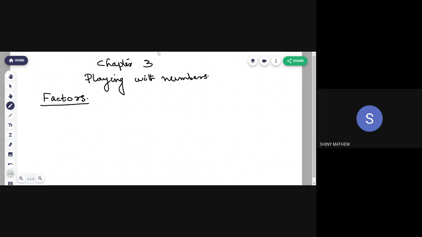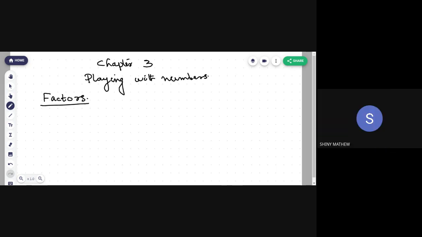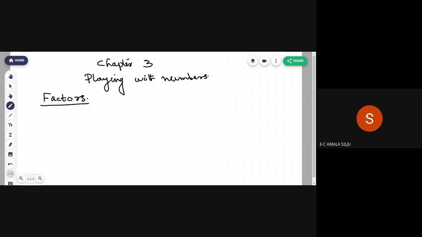Then who can say what a factor is? The two numbers we are multiplying. Divisor of numbers. Factor means an exact divisor, and the factors are finite. Okay, that is very good. Factors mean exact divisors of that number.